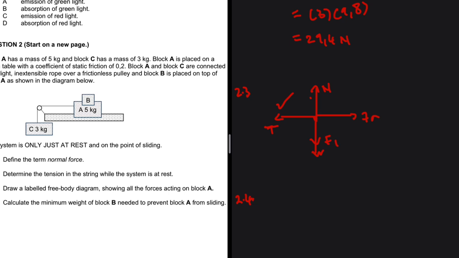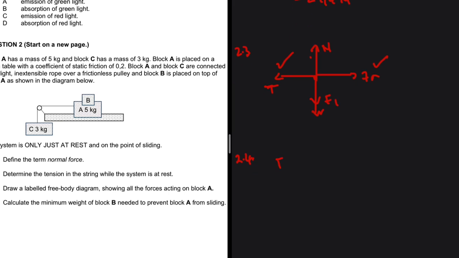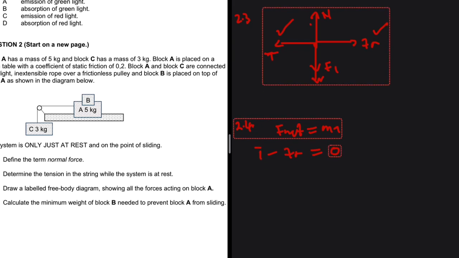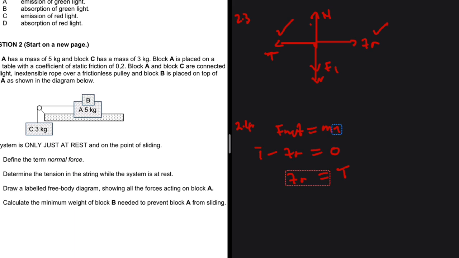We have the tension. We can equate the tension to the frictional force because those two should be equal, as the system is only just at rest. So let's see, we can say that F net equals ma, and then the tension minus the frictional force should equal 0 because the system is only just at rest. So what are we saying? We are saying that the frictional force is equal to the tension, right?